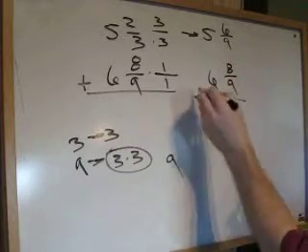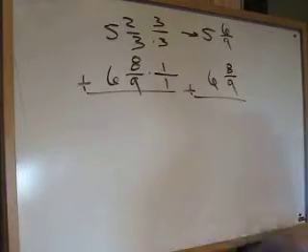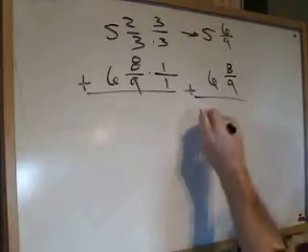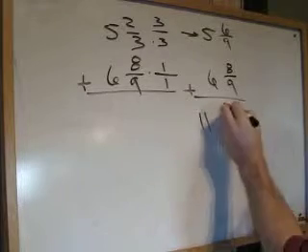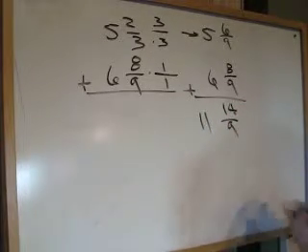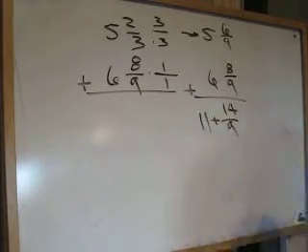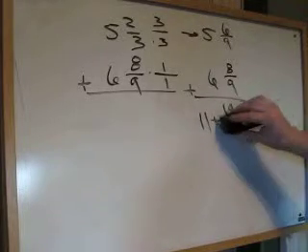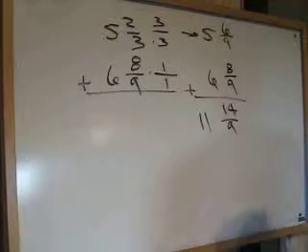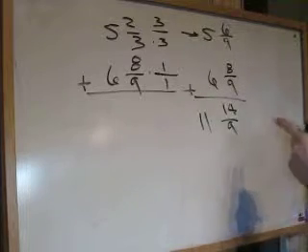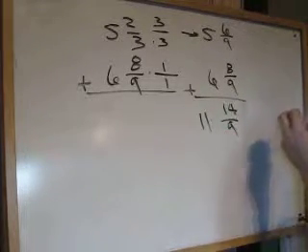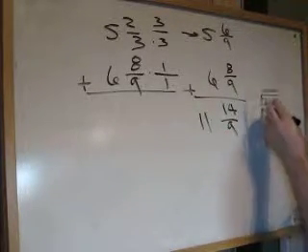Now we're going to add these two. So when we add these, we get 5 and 6 is 11, 6 and 8 is 14 over 9. Now remember, this is the same as 11 plus 14 over 9. So what we do here is we change our 14 over 9 to a mixed number. We can't leave it improper, so let's do that right here.